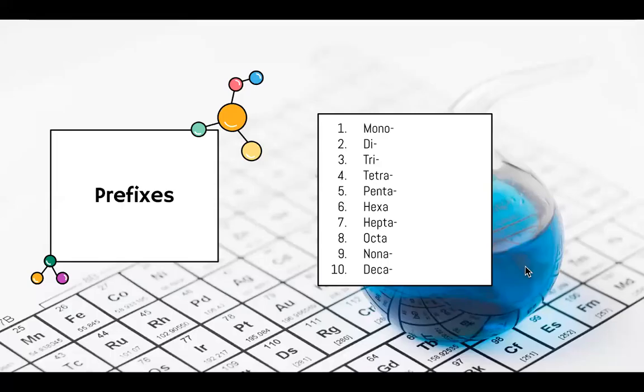And here are the prefixes. These are derived from Greek. So mono is 1, di is 2, tri is 3, tetra 4, penta 5, hexa 6, hepta 7, octa 8, nona 9, and deca 10.